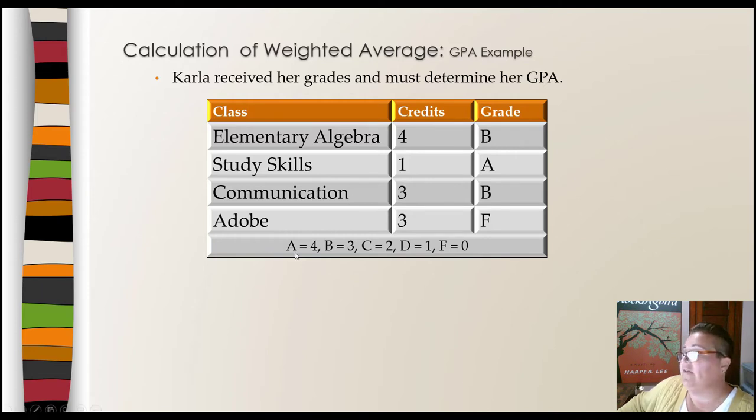This scoring of A is 4, B is 3, C is 2, D is 1, and F is 0 is fairly standard. It's called a 4-point scale. The part that you need to understand, well, hold on. Let me back up a minute.